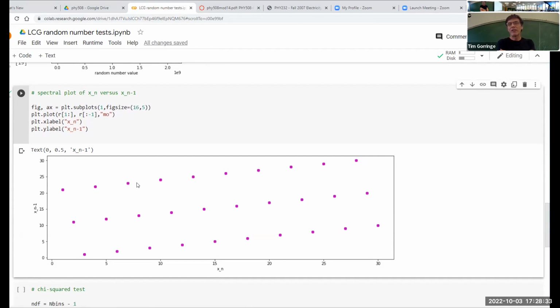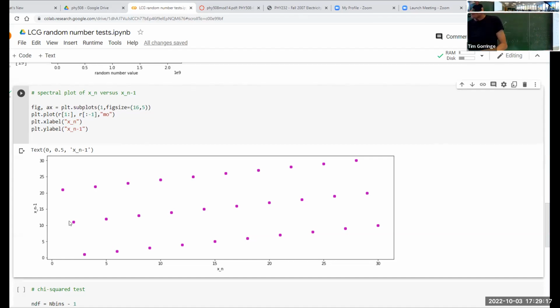Okay, so I wanted to show you this other test. It's called a spectral test. It's where you plot xn versus xn minus 1, so it's a plot of two adjacent numbers. You might think that if you plot one number versus the prior number on a two-dimensional plane, you can be anywhere on this space if you've got a good set of random numbers. But this type of generator has flaws that always show up in this type of plot.